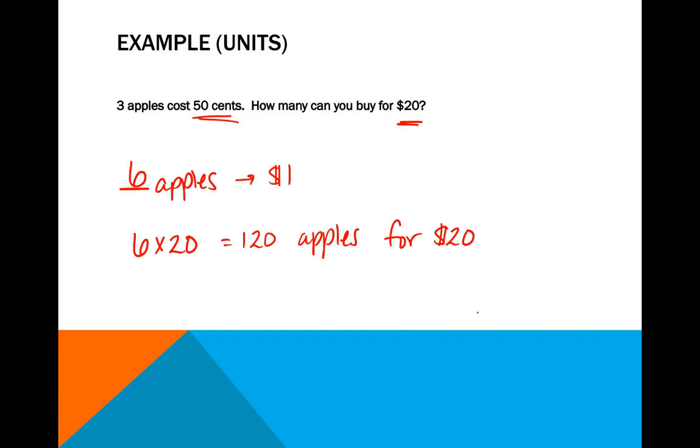And you also could have thought of it the same way, like if we would have maybe doubled this and we would have said, okay, $20, well, that's 40 50-cent groupings. And then we could take that 40 groups of 3 apples to still get 120 apples. So just another way of thinking about the same problem.